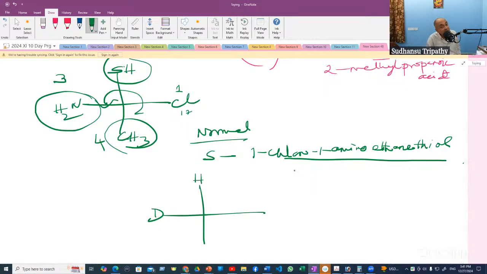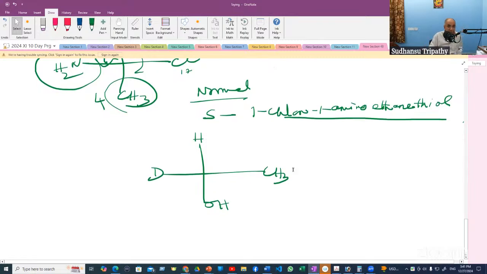D is different from H and its priority is more than H. If D would have been H, it would have been achiral, optically inactive. But if D comes, it is a chiral center. That is a chiral carbon. It has got R and S. We have to determine that. And D is senior to H.